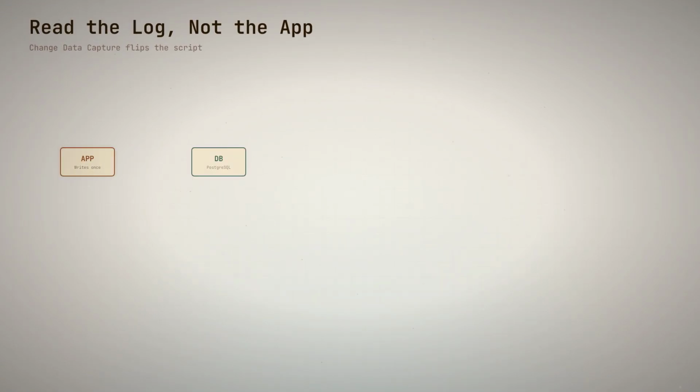Change data capture flips the script. Your app writes once to the database. That's it. The database writes every change to its transaction log. MySQL calls it the binlog. PostgreSQL calls it the WAL.